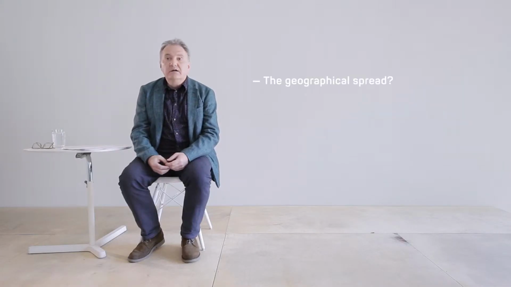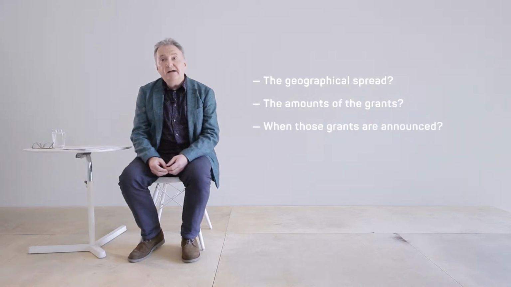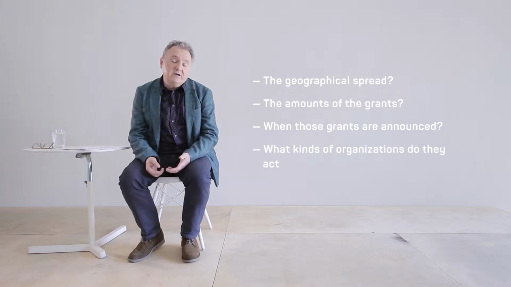These questions could be about the geographical spread, the amount of the grants, when those grants are announced, what kind of organisations they actually fund. But you need to think about what those questions are yourself. They will be different for every single organisation. Think of this table like a price comparison website for airline tickets. It's going to give you an answer which shows you which is the best donor that suits those needs and those questions that you are most interested in.